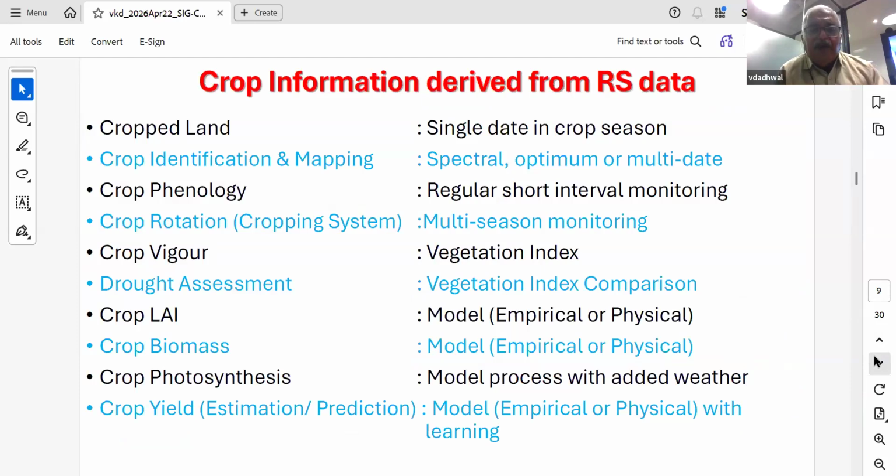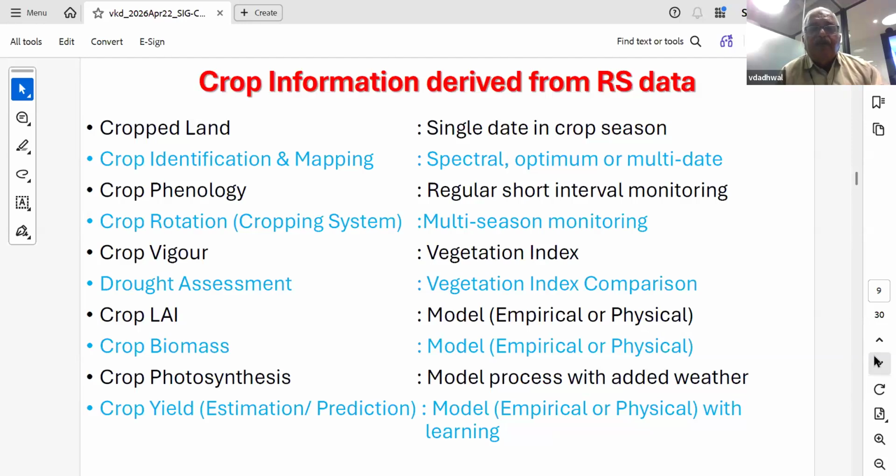At the simplest, by looking at the satellite data, you can get crop land. If you have appropriate cloud-free data, even one date, you can distinguish between crop and other land covers. So that is cropped land. Then you can identify the crop. For identifying the crop, your spectral bands should be sufficient, and you should have acquired data in an optimal period, or you should have multi-day data. So one crop can be separated from the other with appropriate spatial resolution.